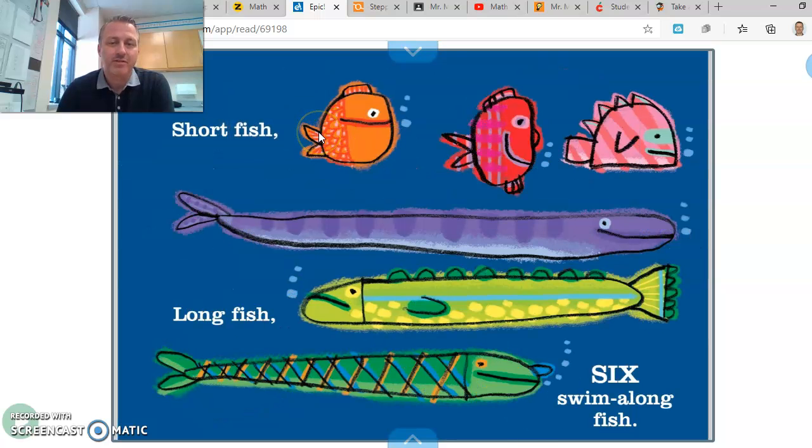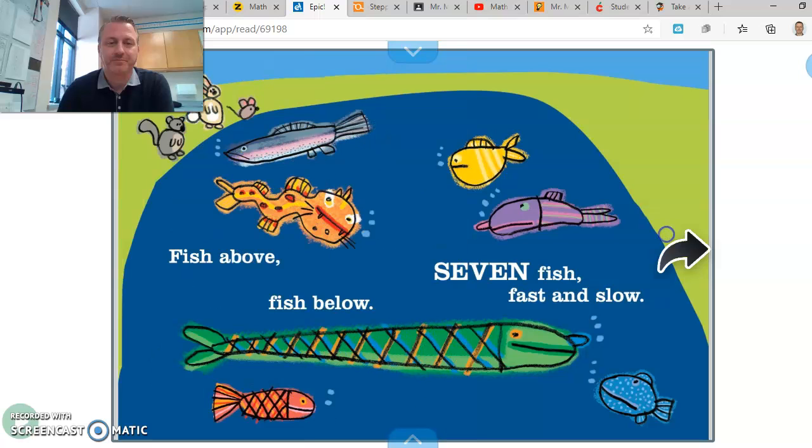Short fish, long fish. 6 swim along fish. 1, 2, 3, 4, 5, 6. Remember, if we count them in a different direction, it's still the same number. 1, 2, 3, 4, 5, 6. Fish above, fish below. 7 fish, fast and slow. Let's count. 1, 2, 3, 4, 5, 6, 7.